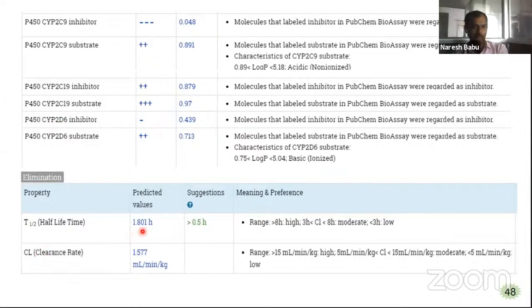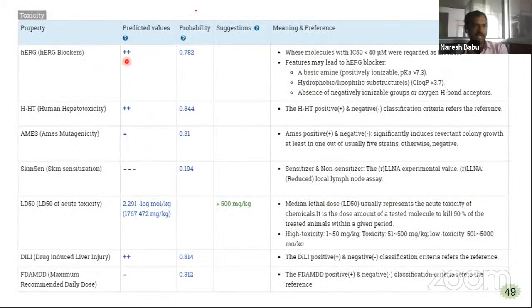And half-life, it is 1.8 hours. The clearance rate is 1.577, so it is less than 5 ml, very low. hERG channel inhibition is plus. Human hepatotoxicity is plus, Ames mutagenicity minus, and skin sensitization negative. LD50 is 2.291 at a concentration of 1767, so above 500, so it is low acute toxicity. And drug-induced liver injury, it is having a liver injury. So this is omeprazole.